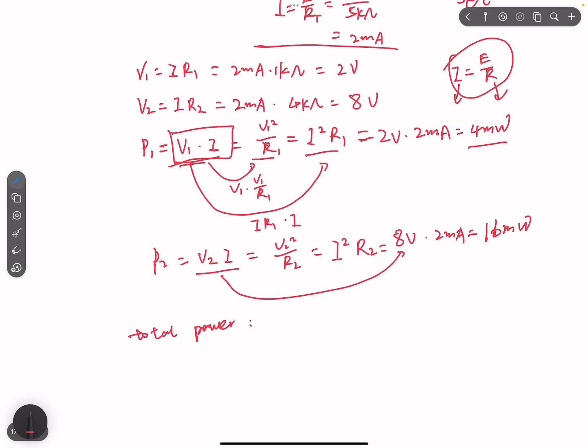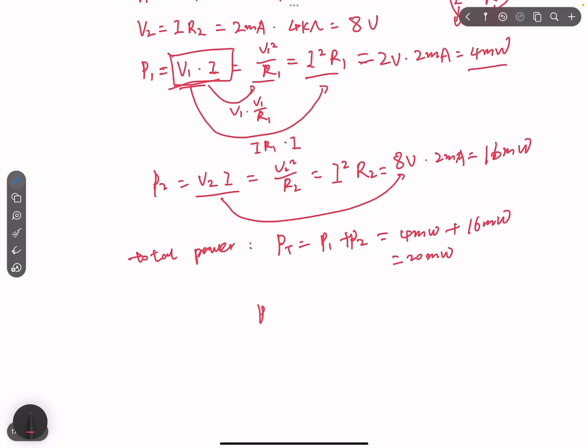For the total power, there are also different ways to find it. So PT will equal P1 plus P2 equals 4 milliwatts plus 16 milliwatts, which is 20 milliwatts. We can also use PT equals E times IT equals 10 volts times 2 milliamps, which gives us 20 milliwatts. They're just different ways to calculate the total power.